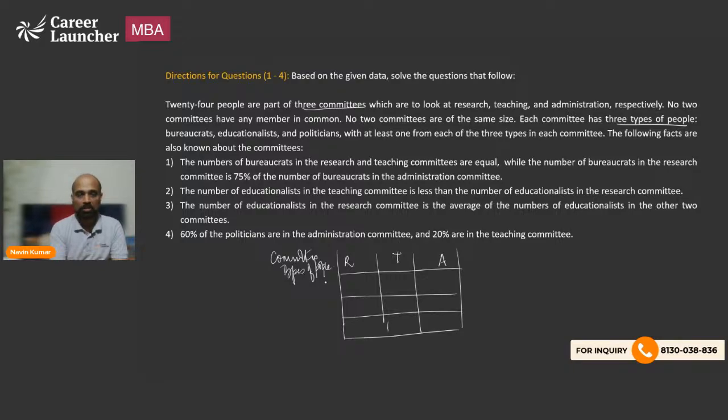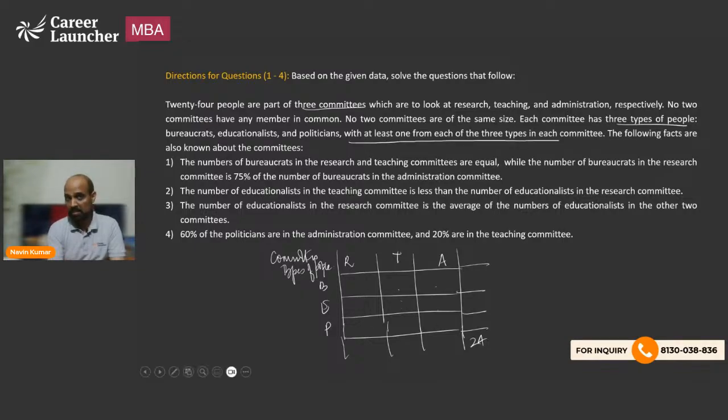So we have got bureaucrats, we have got educationalists, we have got politicians, and the total number of people, whether we are going to calculate the sum of the rows or whether we are going to calculate the sum of the columns, it should be 24, right? Then it is given that at least each from each of the 3 types, as in the value at every cell, the 3 by 3 table, that is 9 cells that we have. So it should not be 0, it should be at least 1, right?